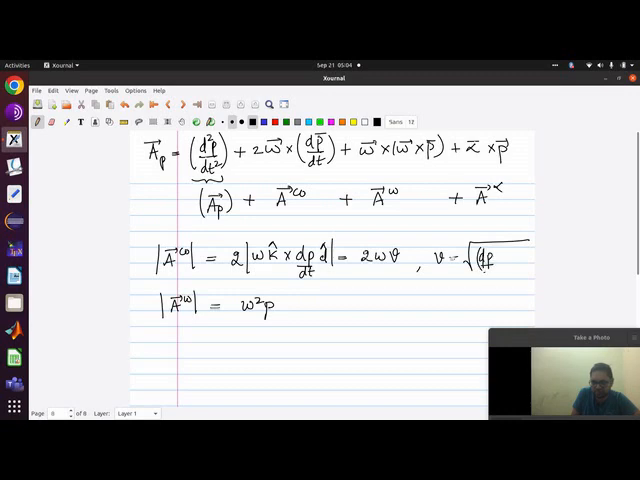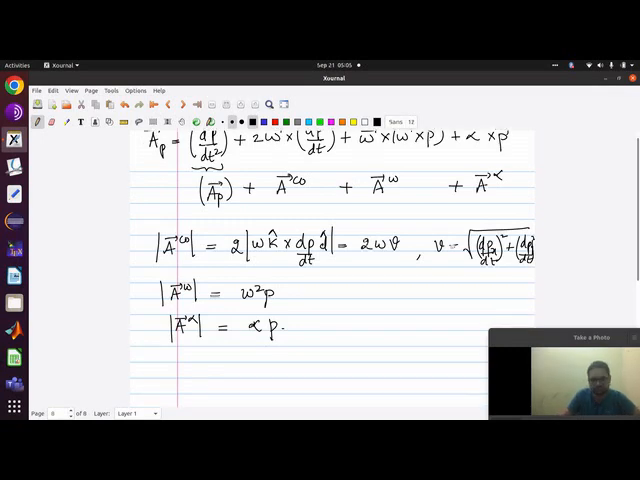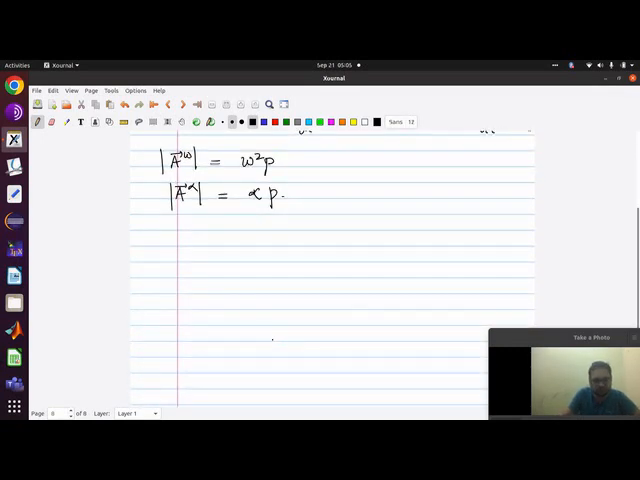So here your v is the square root of dpx by dt square plus dpy by dt square. Yeah, again p is the magnitude. Alpha component will be alpha times p. Okay.